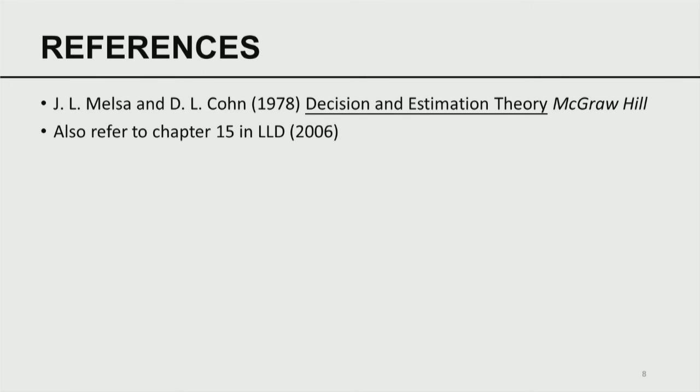Again, my favorite coverage of this is in Melsa and Cohen, 78. We also cover this in chapter 15. With this, we have covered a broad and quick overview of maximum likelihood estimates. There are very few papers in the data assimilation literature relating to maximum likelihood. I wouldn't say there is none. There are a couple of them. They are done within the context of the Kalman filter and the relation to other problems.